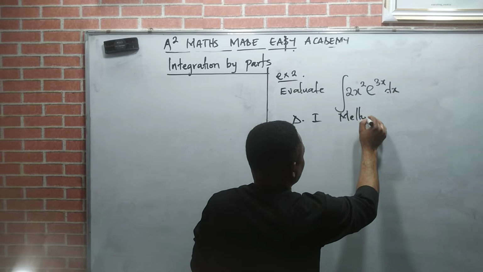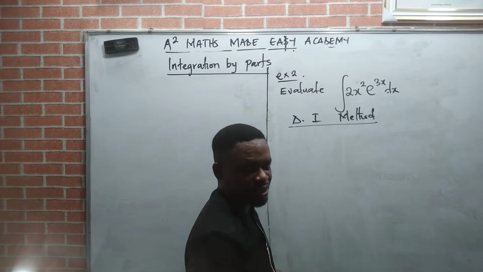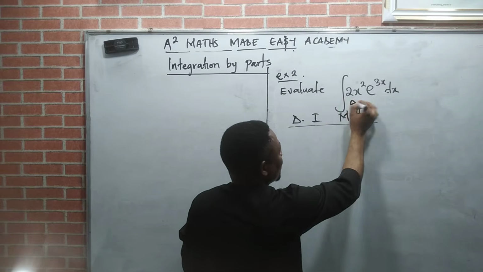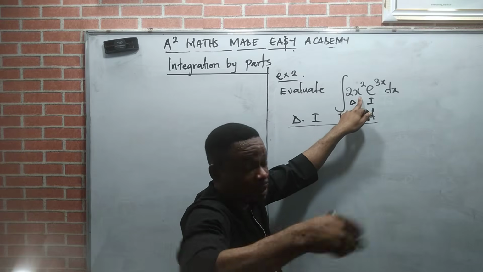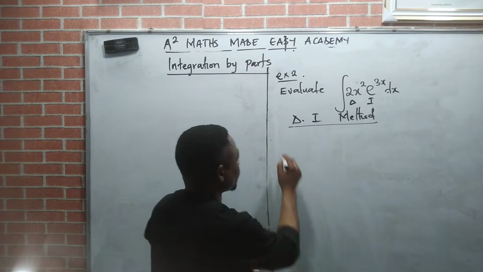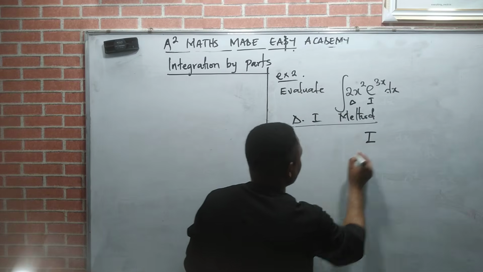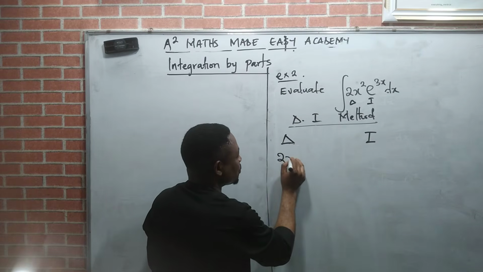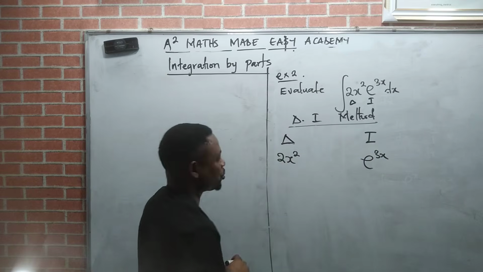Don't forget the meaning of the DI method. DI method means differentiation and integration. So call this D and call this I, because we can still vanish this x as we keep on differentiating. Watch this. I will denote D here. I will denote I here. Then what is the value of D? 2x squared. The other one is exponential 3x. I want you to watch.